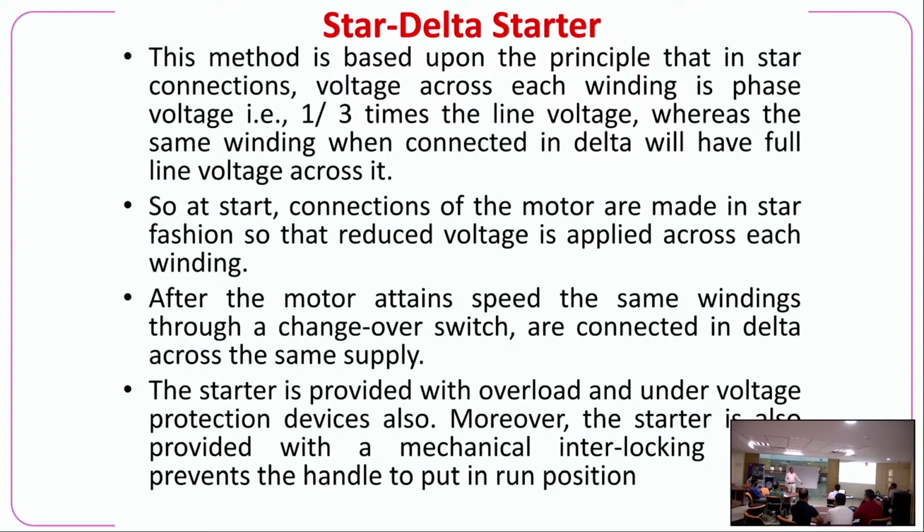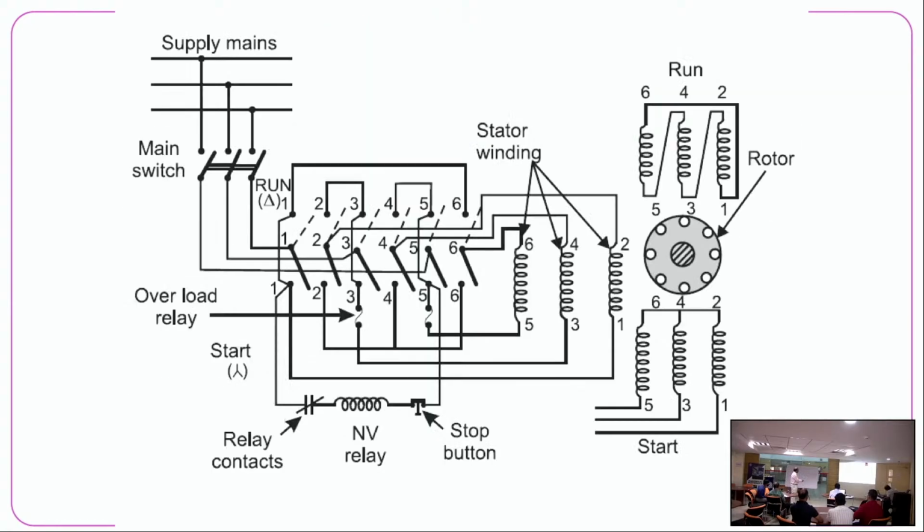In the previous method, if we reduce the voltage by the factor 1 by root 3, torque will be reduced by the factor 1 by 3. Here current is reduced by 1 by root 3 and torque is also reduced by 1 by 3. So that advantage we are getting with the star delta starter. Then another thing is the auto transformer starter. Next it will come. Auto transformer: you know variac, 3-phase variac or single phase variac. So that is auto transformer.